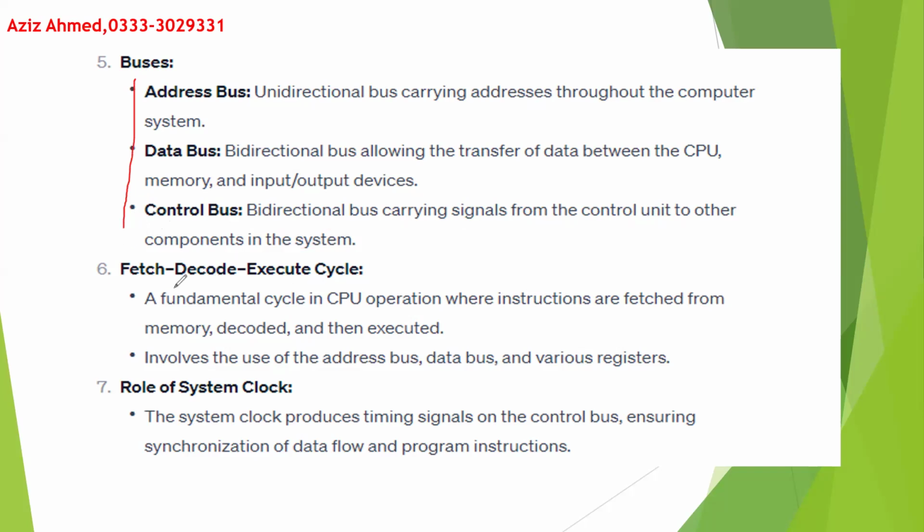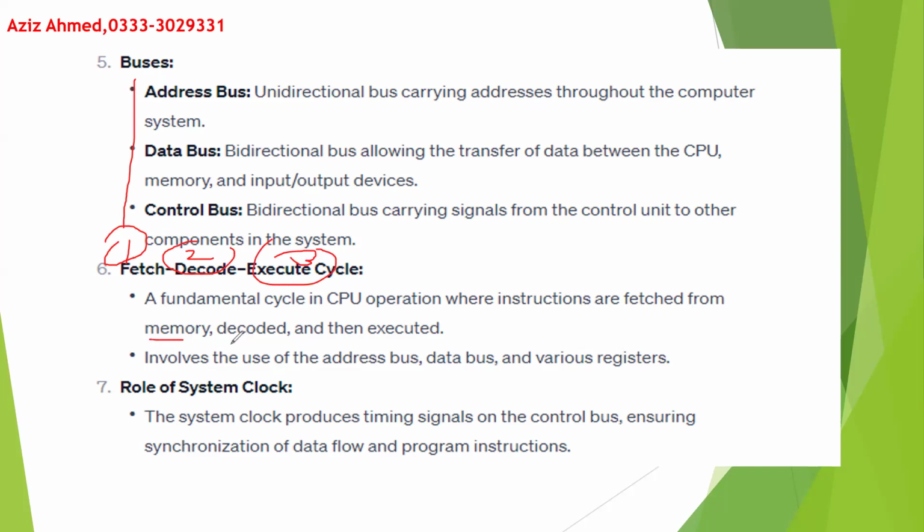Now, the fetch, decode, execute cycle. This thing we have already done. It is a fundamental cycle: every instruction is processed by these stages. One is fetch, second is decode, third is execute, and fourth is store. A fundamental cycle in CPU operation where instructions are fetched from memory.